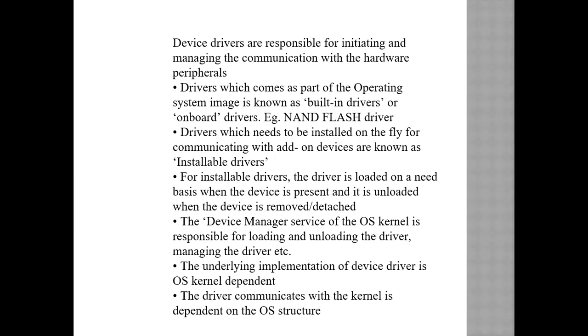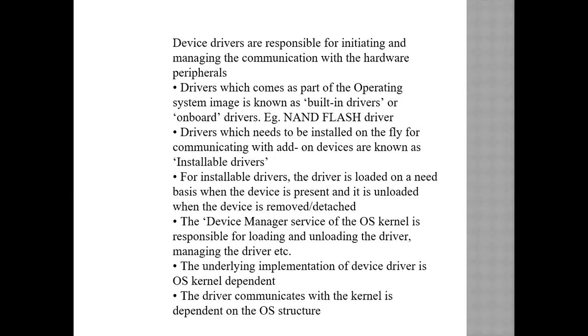The device manager services of the OS kernel is responsible for loading and unloading the drivers. Therefore, who does the task now? Loading and unloading of these drivers will be done by a device manager. So device manager services are available within the kernel. These device manager services have to take care of which device has been brought in and which has to be sent back to the original position. So the underlying implementation of device drivers is OS kernel dependent.